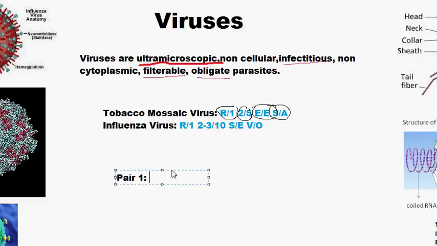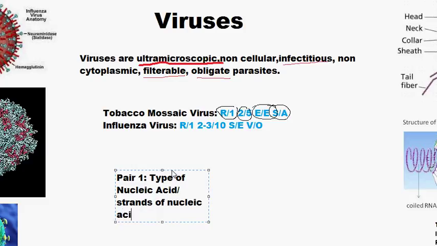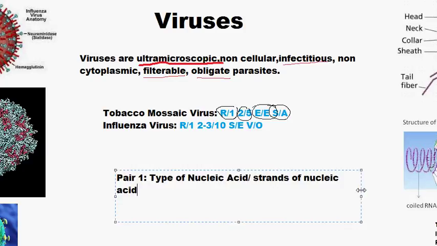So pair 1 conveys the information of the type of nucleic acid. Don't get distracted by the sounds in the background. Sorry for that. Type of nucleic acid, and I put a slash, and then the next part comes the strandedness or strands of nucleic acid. Okay, let me make the box bigger. You will not be able to see words.